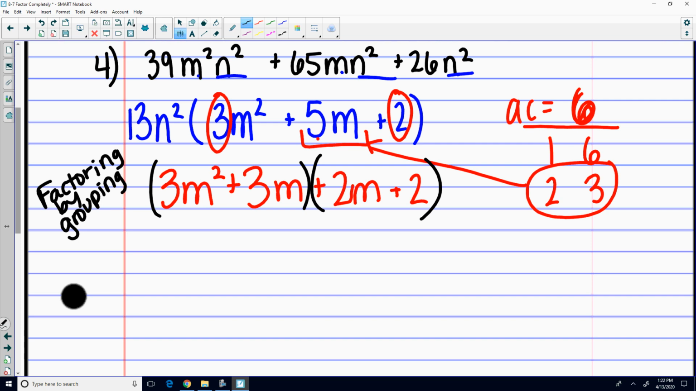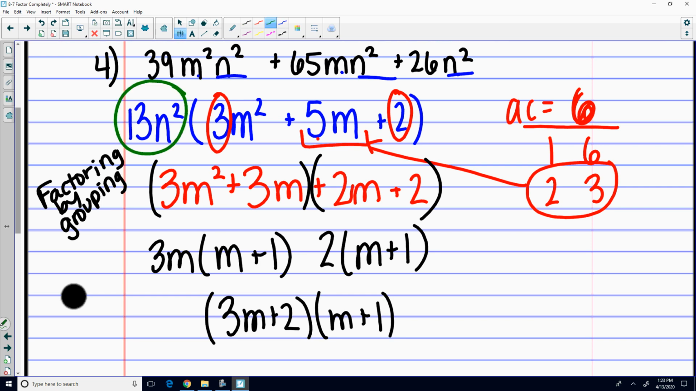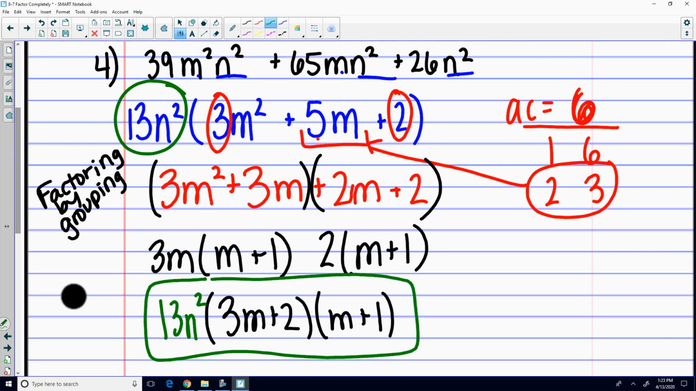All right, so 3m squared and 3m, pull out a 3m. That would leave me m plus 1. 2m plus 2, pull out a 2. That would leave me m plus 1. Perfect, that's what I needed. My 2 binomials are 3m plus 2 and m plus 1, but I don't want to forget I pulled out a whole 13n squared out of this thing to begin with, so I add that on there, and that is now factored completely.